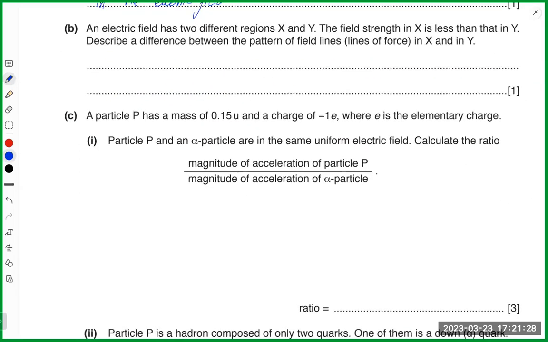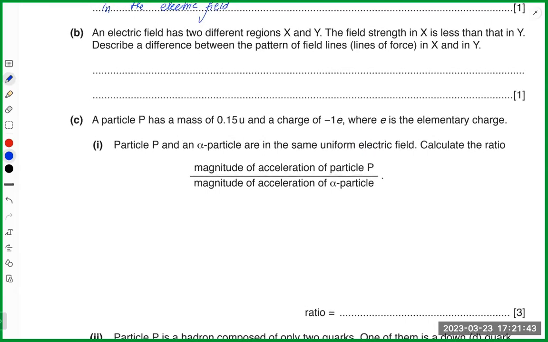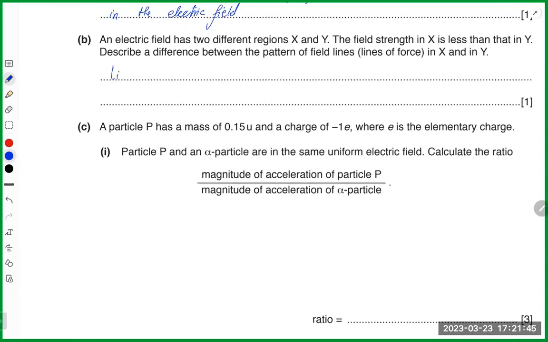An electric field has two different regions, X and Y. The electric field strength in X is less than that in Y. Describe a difference. Field lines will be closer in region Y than in X.